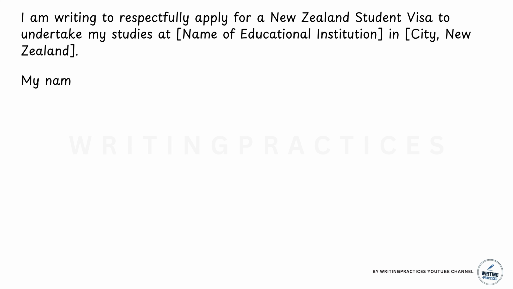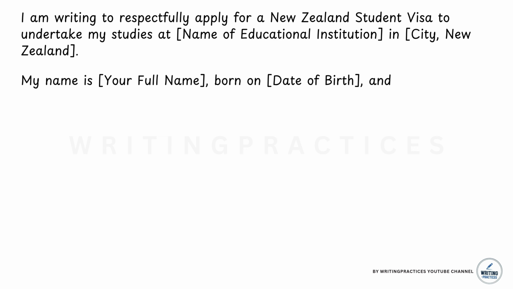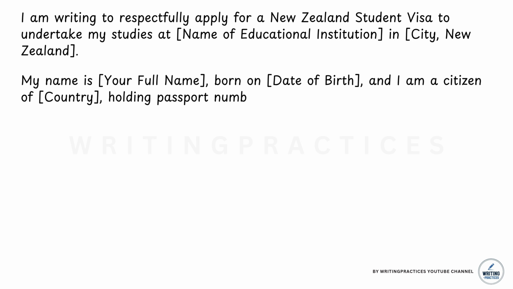Personal identification. Next, introduce yourself. Example, my name is Emma Richardson, born on September 14, 2003, and I am a citizen of the United Kingdom, holding passport number UK7854231. This section confirms your identity. It provides key personal details that must match your passport and visa application documents. Accuracy here is essential.